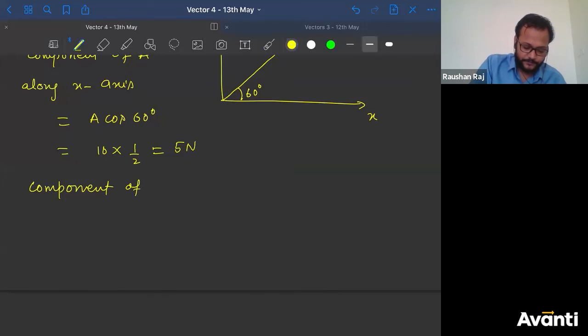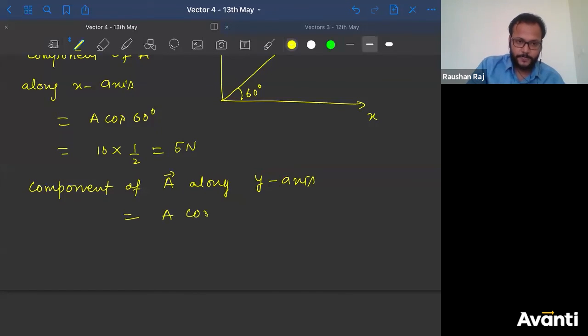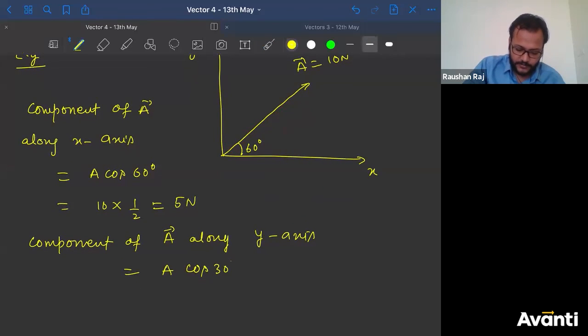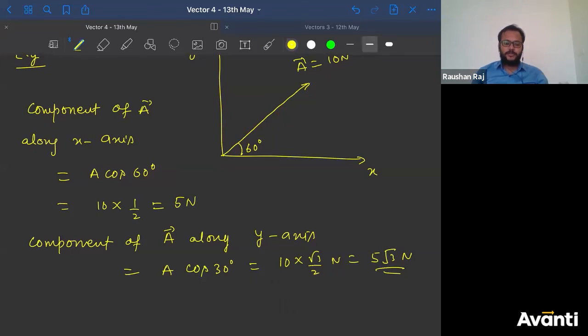Similarly, if I ask you component of A along y-axis, then again what I'm going to do, I'm going to write A into cos of angle made by vector A with y-axis. What is that? 30 degree. क्या मिला? 10 into root 3/2. So answer is 5 root 3 Newton. That's it. ठीक है?